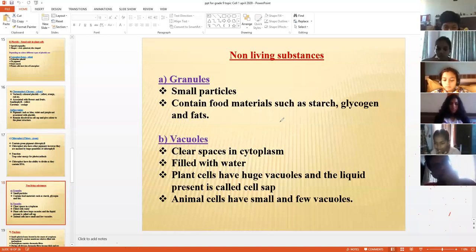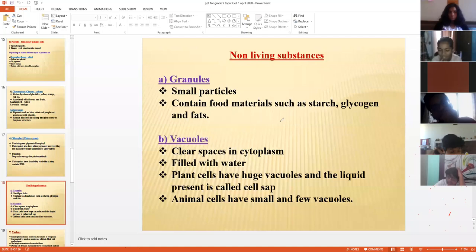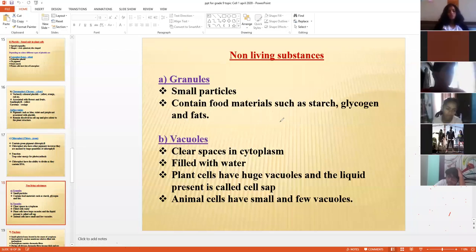Ma'am, glycogen is related to insulin, right? How is it related to insulin? Can you throw light on that? Ma'am, last year when we were learning about glycogen, glucagon was another thing, but insulin, they used to make glucose into glycogen first. Yes. Glycogen is stored glucose inside your body, and whenever you need sugar, this glycogen is broken down. Okay, ma'am. Thank you.